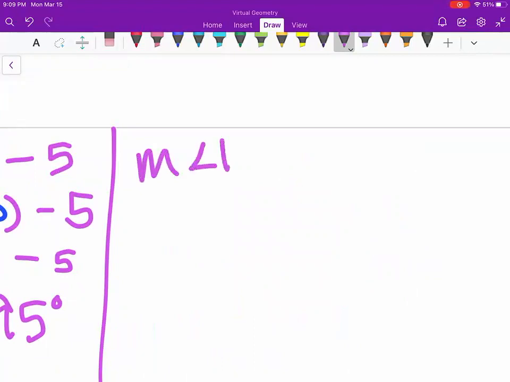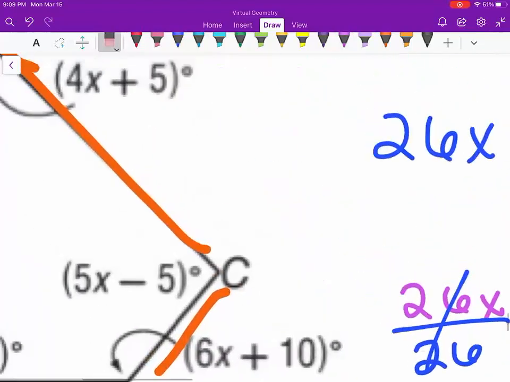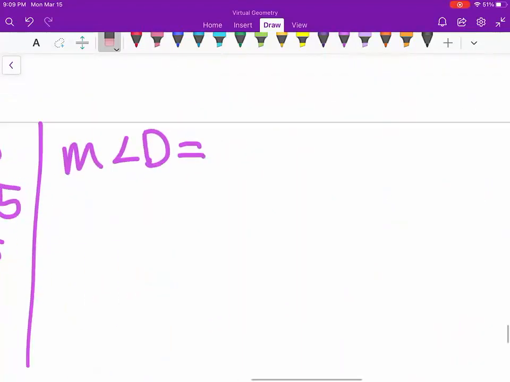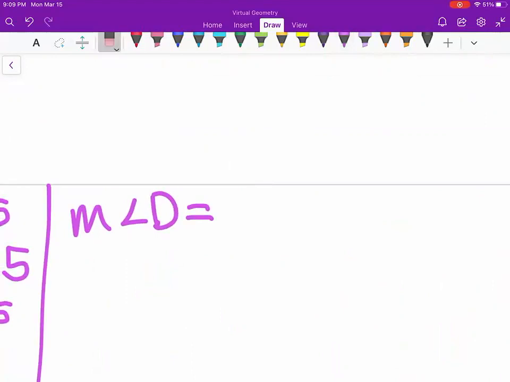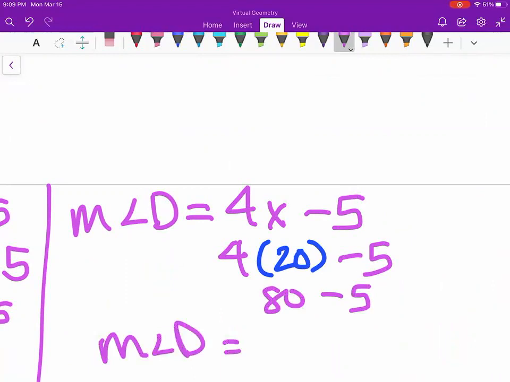The measure of angle D, let's go get its equation. 4x plus 5. Okay, so 4 times our 20, and then add 5. So 4 times 20 is 80. Plus 5 means the measure of angle D is 85 degrees. And then our very last one, E, because there were only 5 of them.